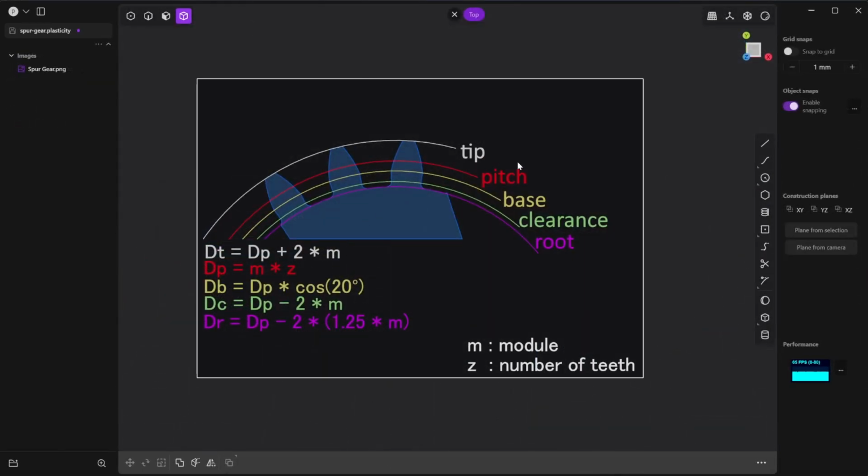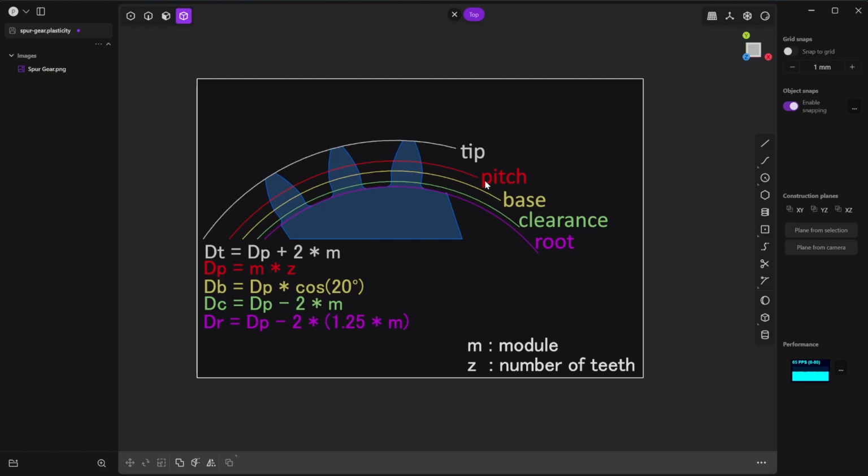Before we jump into construction of the gear, let's talk about basic geometry we will need to calculate. So the tip diameter is the largest diameter of the gear. It represents the edge where the teeth of the gear end.